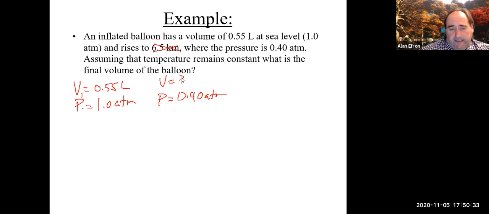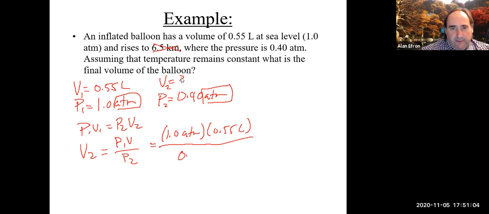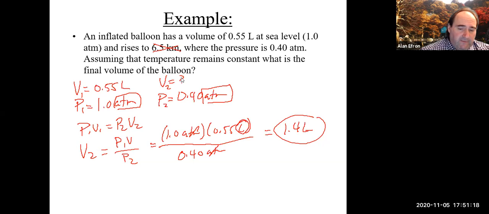So again, you can hopefully see Boyle's law, and we'll just call those ones and those twos. In this particular case, we are solving for V2, so we'll divide P2 to the other side: P1 V1 divided by P2. Our pressures are both the same units, so that's all good. That gives us one atmosphere times our 0.55 liters divided by our 0.4 atmospheres. Atmospheres cancel, and we get 1.4 liters. As was the question a second ago, in this case we would probably just leave it in liters, since the other volume was in liters, unless it asks for something specific.